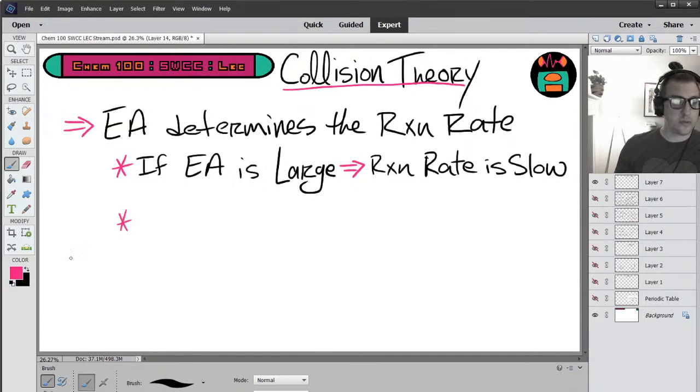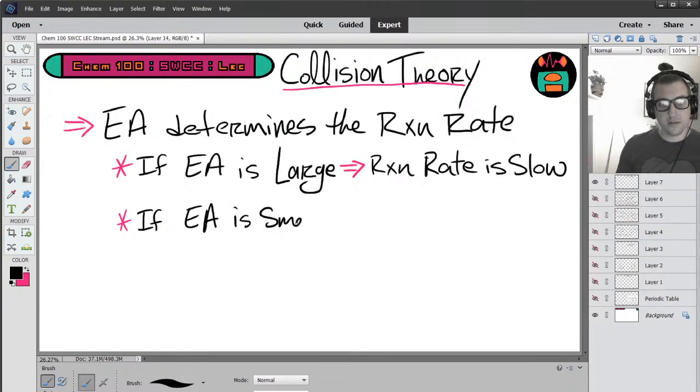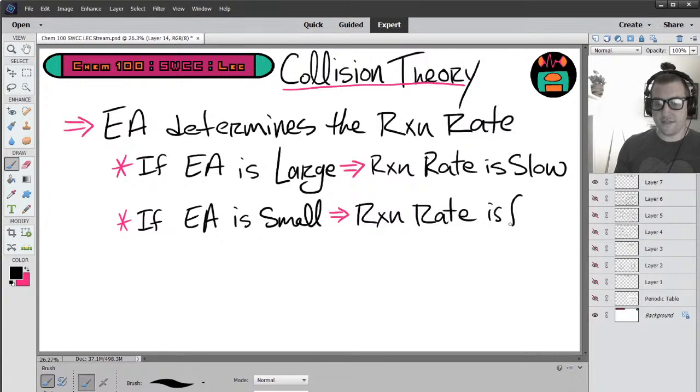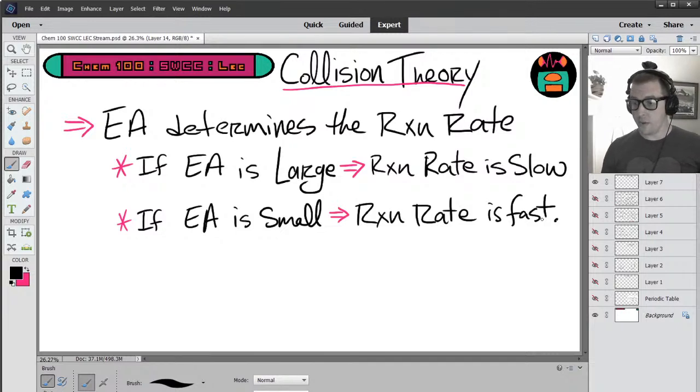The flip is also true. If the energy of activation is small, then the reaction rate is fast. All right? So if the barrier of activation is low, then it doesn't take much effort to get over that barrier at all. The reaction is going to proceed very, very quickly.